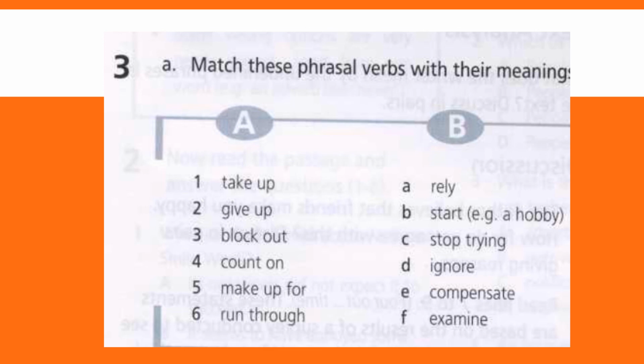Give up. So give up is equal to stop trying. And I can say I don't want to give up doing my job. I don't want to give up trying. And in this case it will be also equal to stop trying. I don't want to give up. I can just say this and it will mean the same. So here we got block out, and of course you know the word block from Facebook, but block out means to ignore. And we have count on, and count on, rely. If I say I count on you, it means I rely on you.